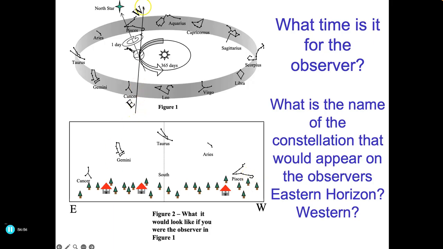So remember, the horizon is just an imaginary plane perpendicular to wherever you're standing. So this half of the sky is above your horizon right now. This half of the sky is below your horizon at midnight.